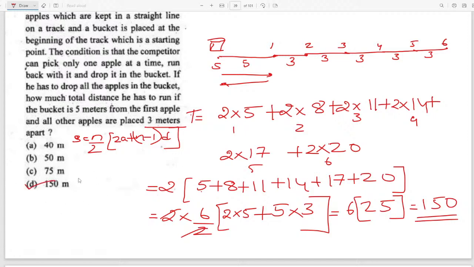I think people who have got option C, 75, may not have multiplied it with 2 here. They may have just added 5, 8, 11, 14, 17 and 20 and they would have got 75.